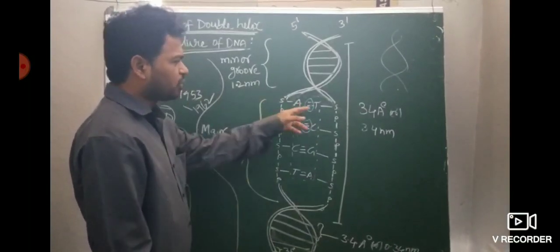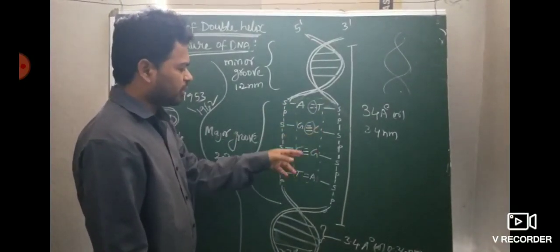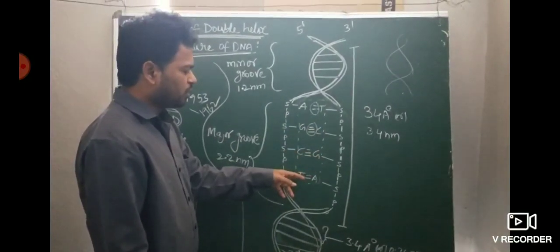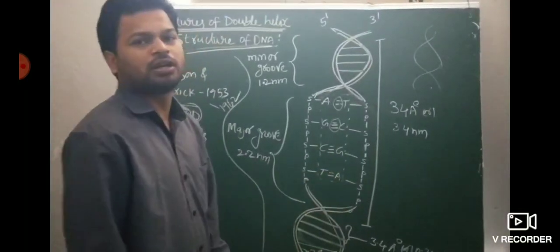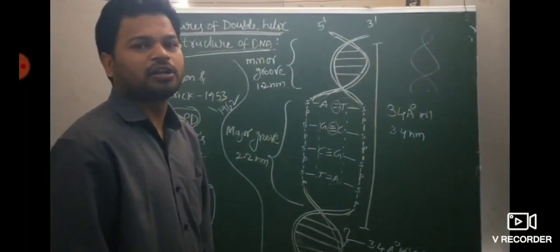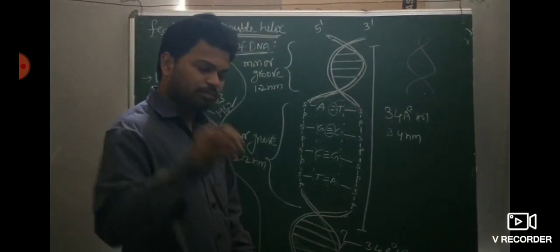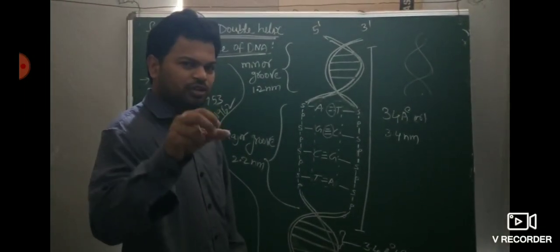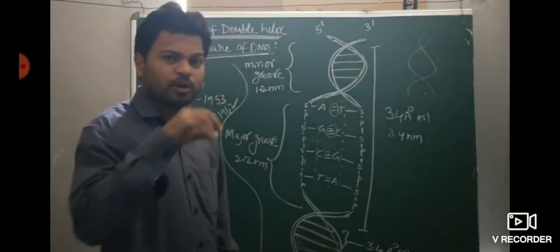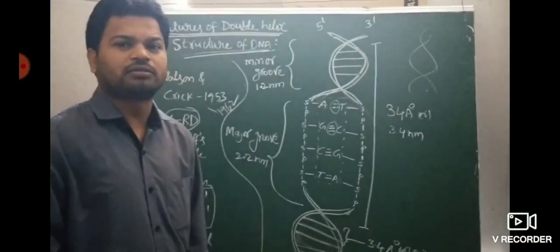Then adenine pairs with thymine, guanine pairs with cytosine, cytosine pairs with guanine, and thymine comes opposite adenine. Then hydrogen bonds I already told you. Now some bonds, I'll give the information. Bonds present in between nucleoside.